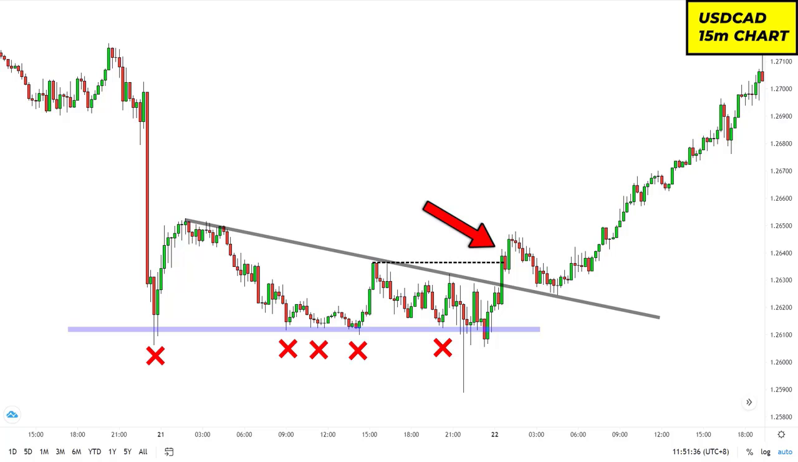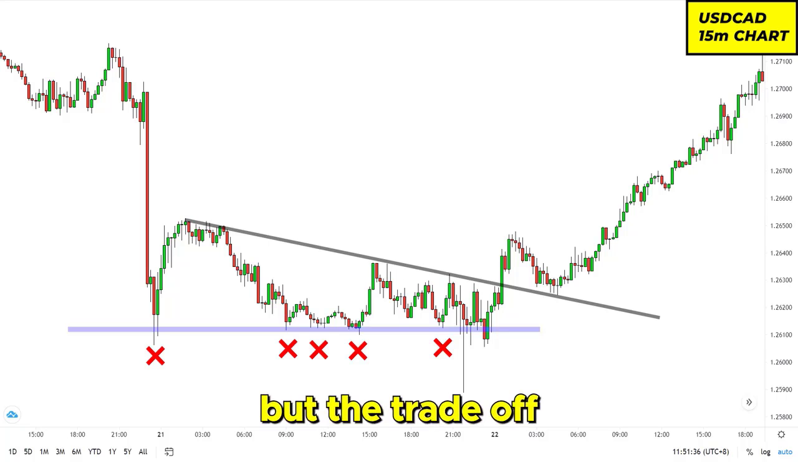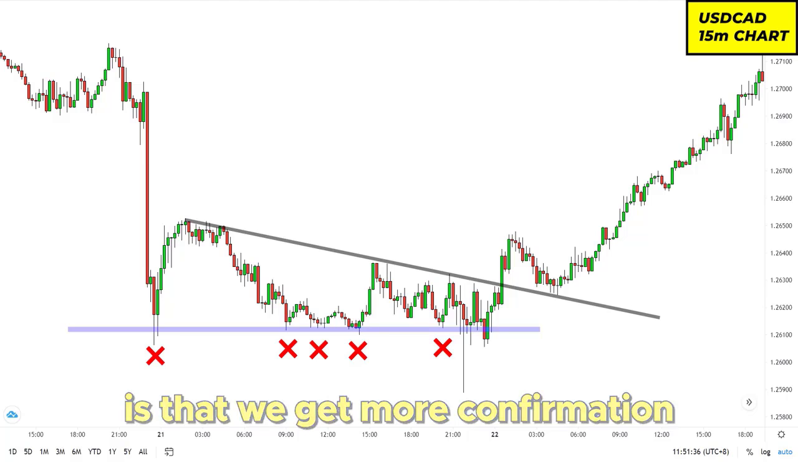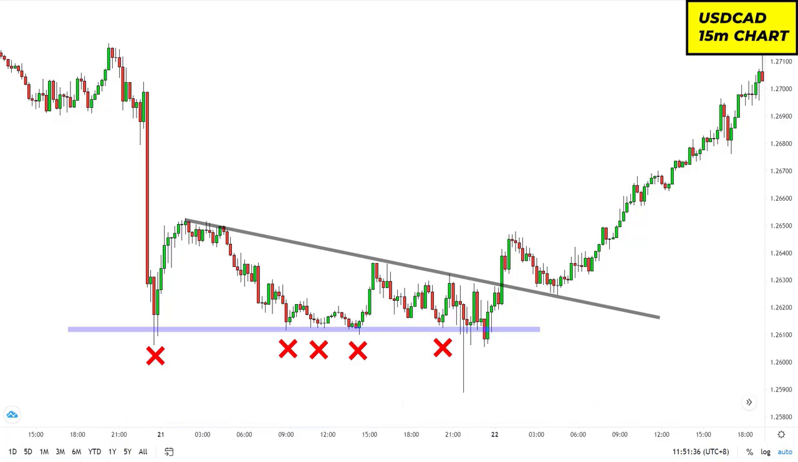So here we've had price break above the previous swing high, as well as break above the trend line. So when we see price come down to retest the trend line on these smaller candles with the wicks on the end, that would be the perfect time to place our buy trade. As I said, this does result in a later entry, but the trade-off is that we get more confirmation that the market is going to continue in an uptrend afterwards.